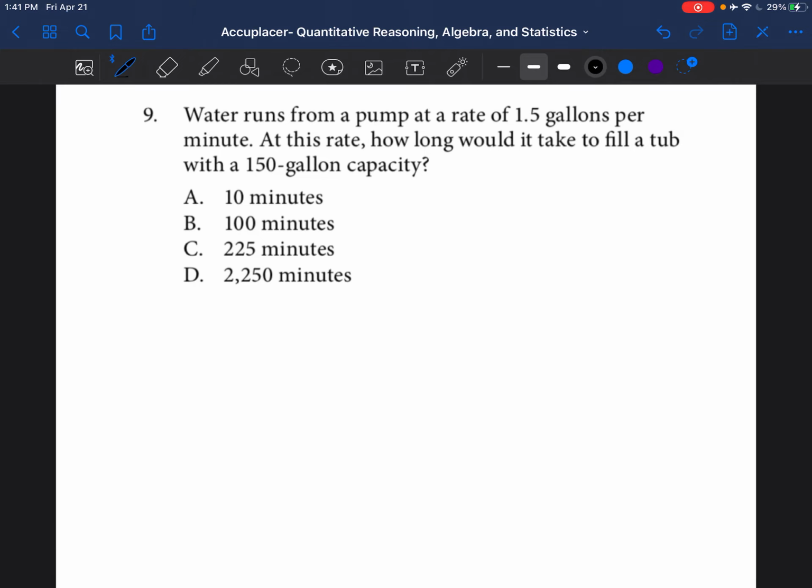Okay, question number 9. It says, water runs from a pump at a rate of 1.5 gallons per minute. So I'm going to write this. Anytime I see per minute, I know that we're talking about rates. Whenever we're talking about rates, we're usually going to put in a fraction. So I'm already going to get started. 1.5 gallons. And when it says per minute, that means per 1 minute. Okay? And then it says at this rate, see, we're talking about rates, so it's a fraction. How long would it take to fill a tub with a 150-gallon capacity?